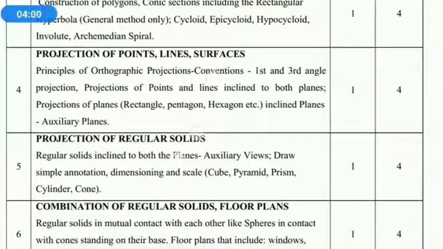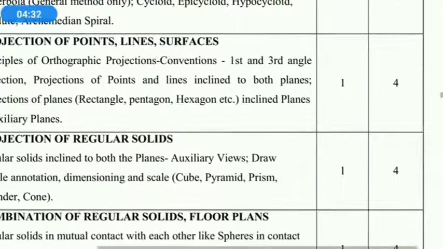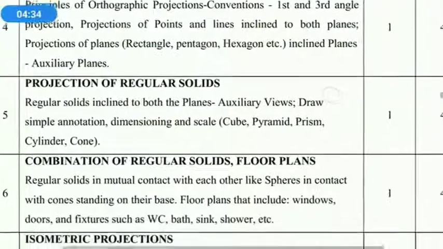Now the fourth module covers the projection of points, lines and surfaces, or you can also call it lamina. It covers the principles of orthographic projections, conventions, first and third angle projection, projections of points and lines inclined to both planes, projection of planes comprising rectangle, pentagon, hexagon, etc., and also inclined planes and auxiliary planes. It also has 1 lecture and 4 practical periods.